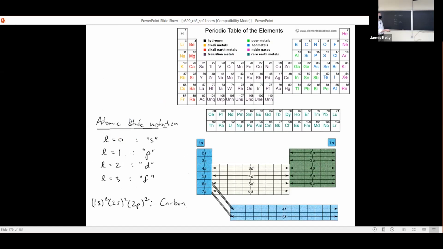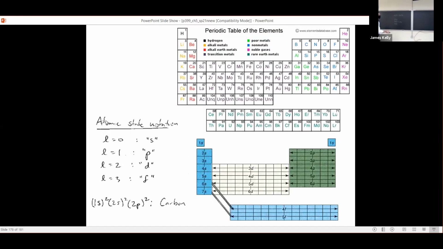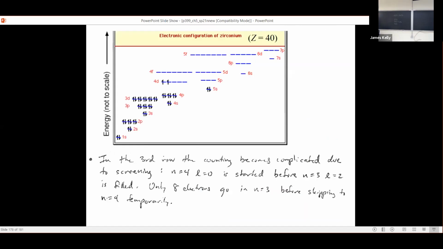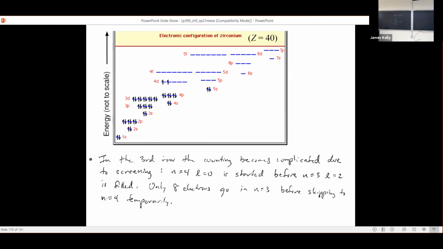Oops. Come on. Still lost control of my pointer. I really want to point here. Let's see if I can get it back.